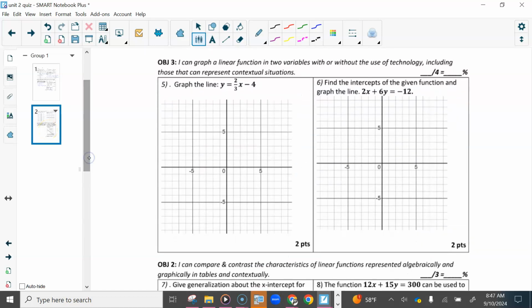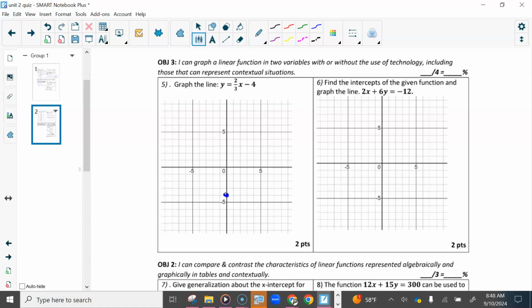In objective 3, we are graphing a linear function in all the different ways: by slope-intercept form, by slope and a point, by 2 points, by finding the x and y-intercepts, all those different things. So number 5, and if during the test you get a question where you need a ruler, feel free to go grab one. This one, I'm going to start at the y-intercept, -4, plot a point.